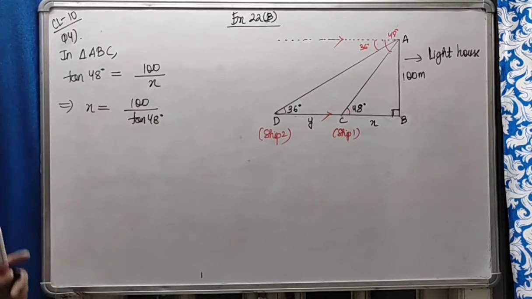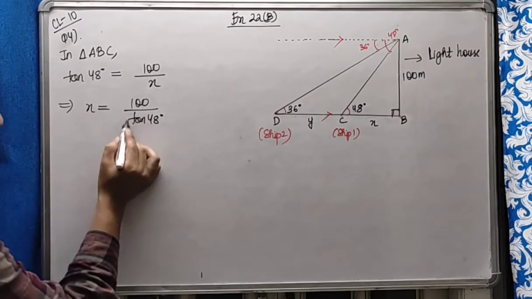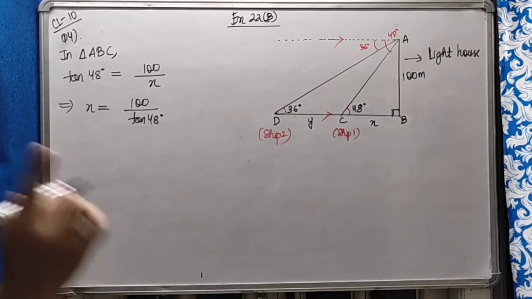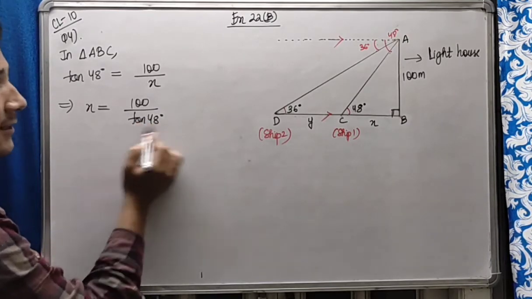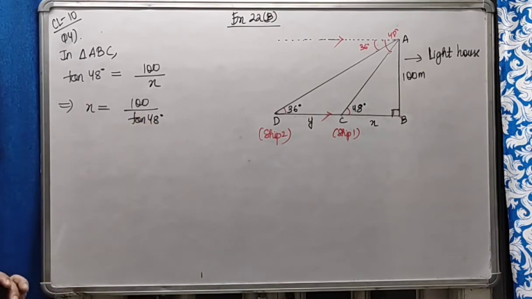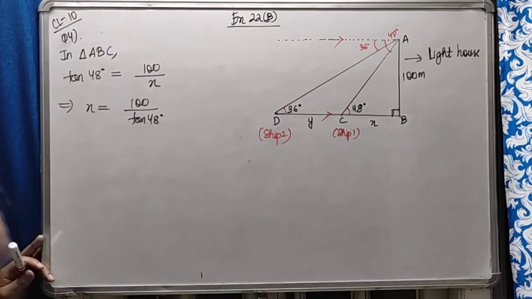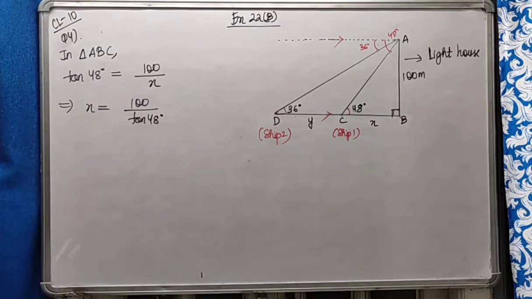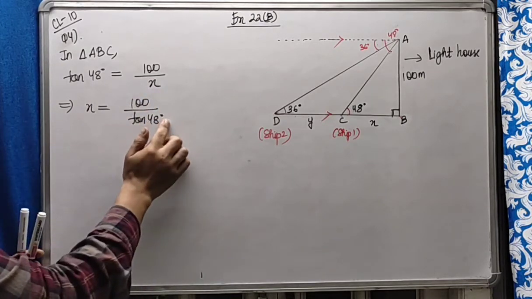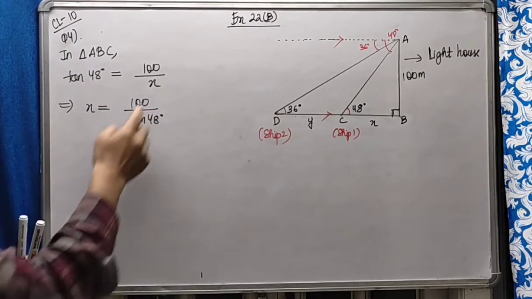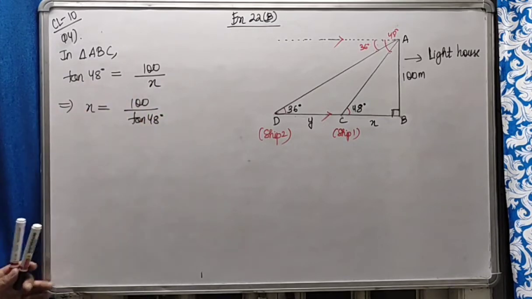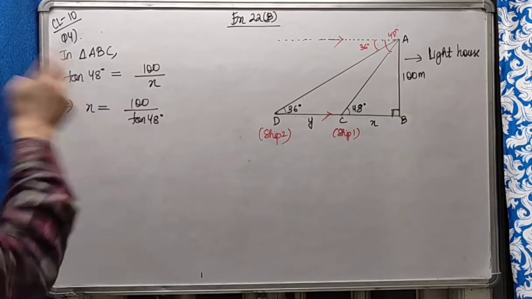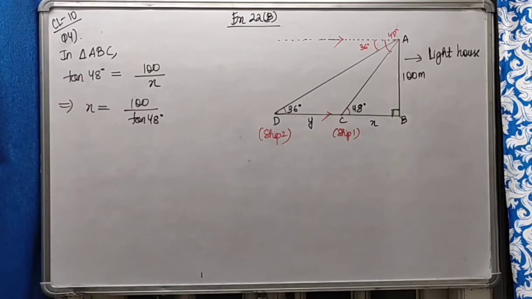But the problem here is that tan 48, if you look at the value, is a four-digit decimal number, 0 point something. So the denominator will be a decimal number, and dividing a whole number by a decimal number is another big problem. So instead of using tan 48, I will not use tan 48.